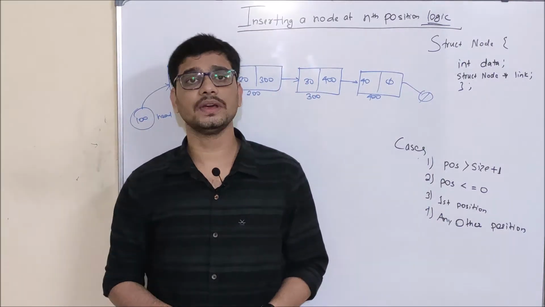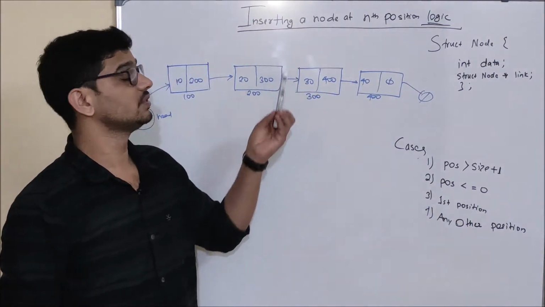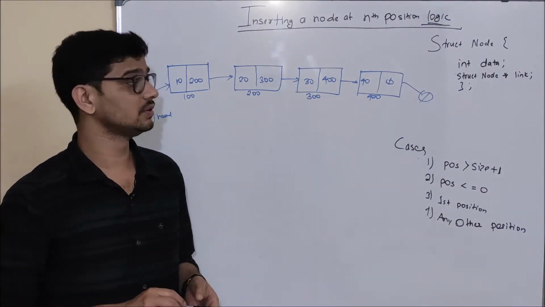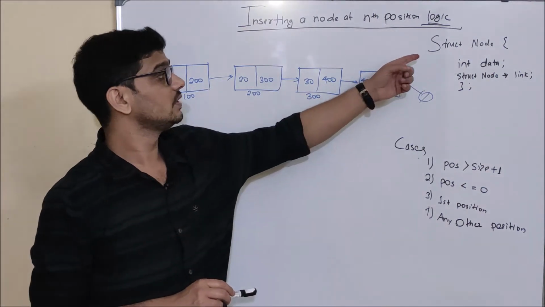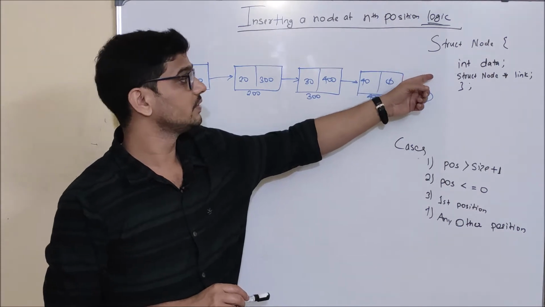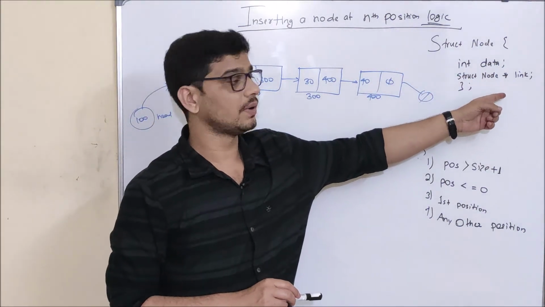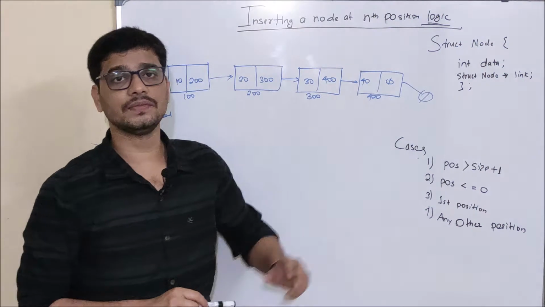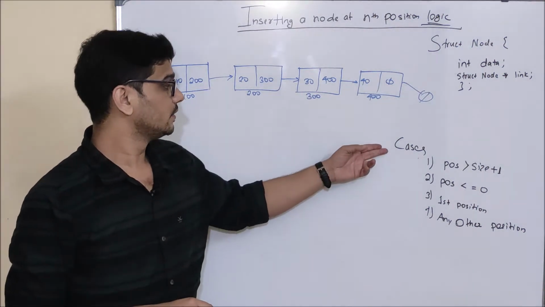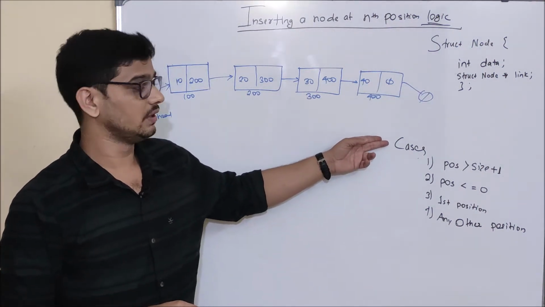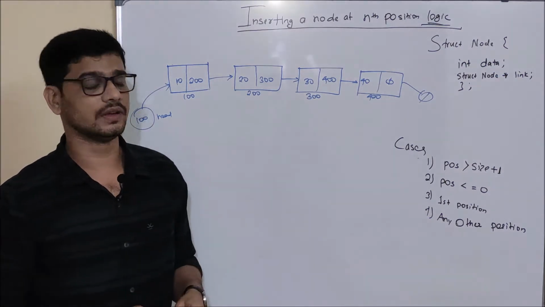Friends, in today's video we are going to see the logic part of how to insert a node at the correct position in a linked list. As you can see here, this is our definition of a node of a linked list. It has two parts, data and a pointer part. So basically it is a self-referential structure, and these are the cases which we need to deal with here to insert a node at the correct position in a linked list.